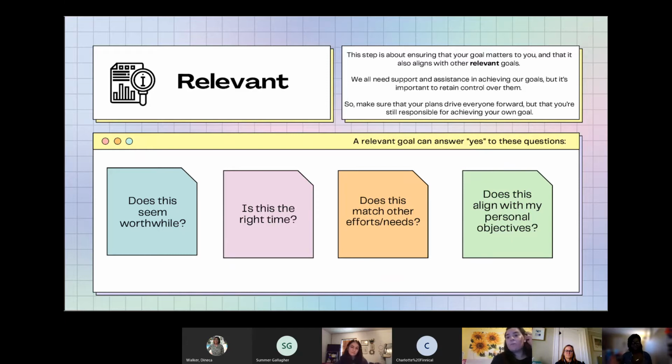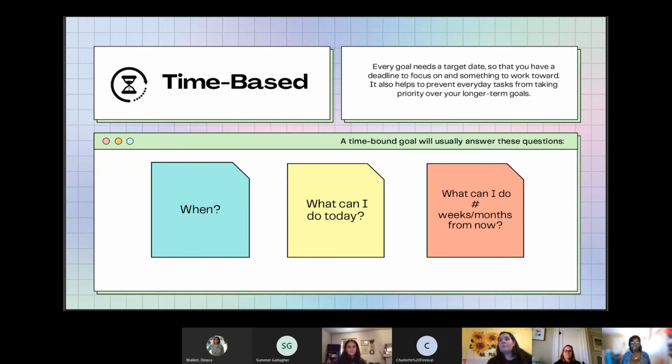Sometimes you might see within the SMART goals that relevant can also be, what was it? I sometimes think they might say realistic, but I also say relevant. And then time-based. Every goal needs an end date, a target date, so you have a deadline. So you have something to focus on and work towards. It also helps when everyday tasks come in, and that way you can prioritize your end goal so that these smaller goals don't just take over them.